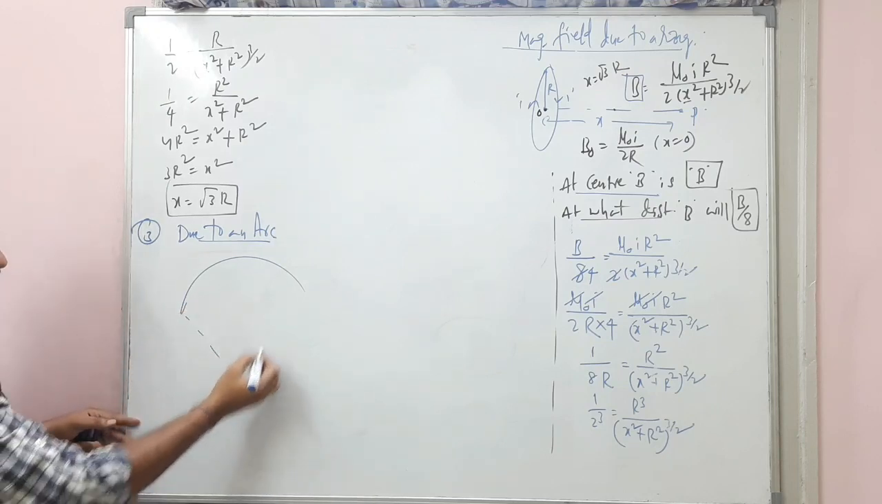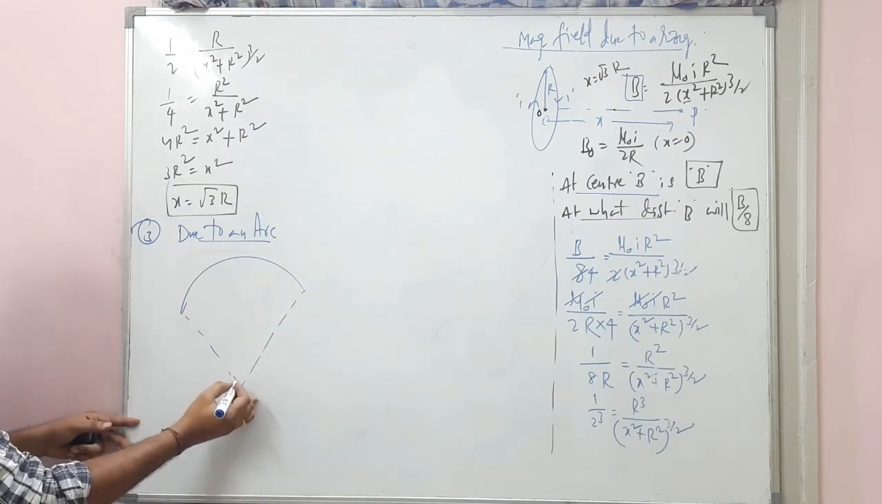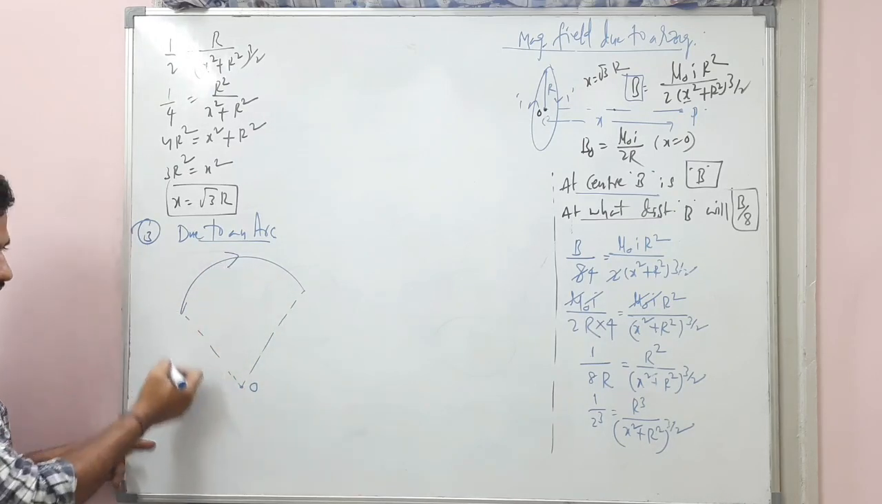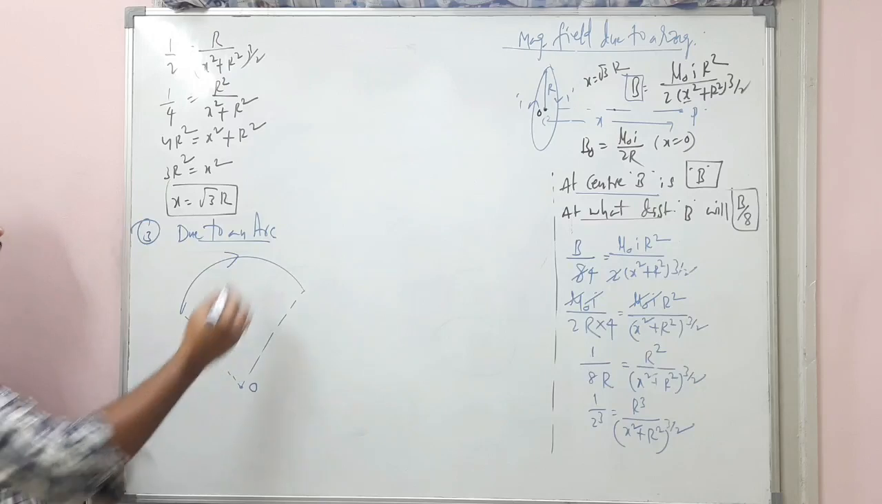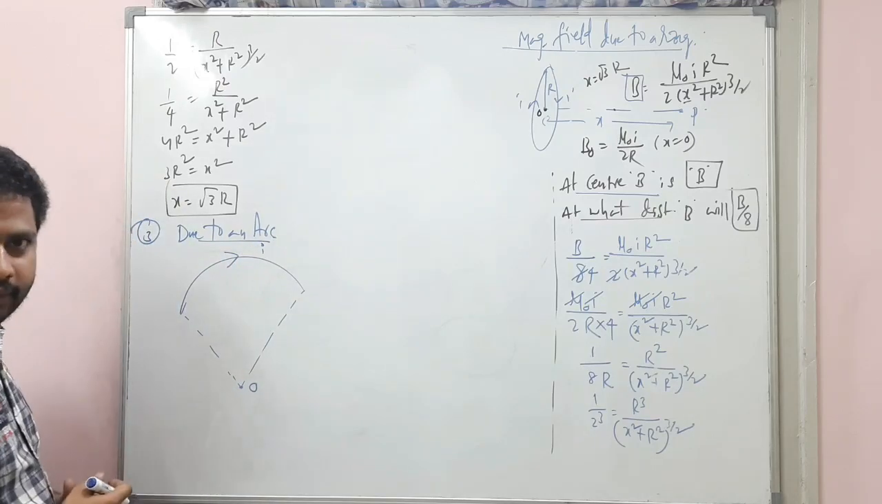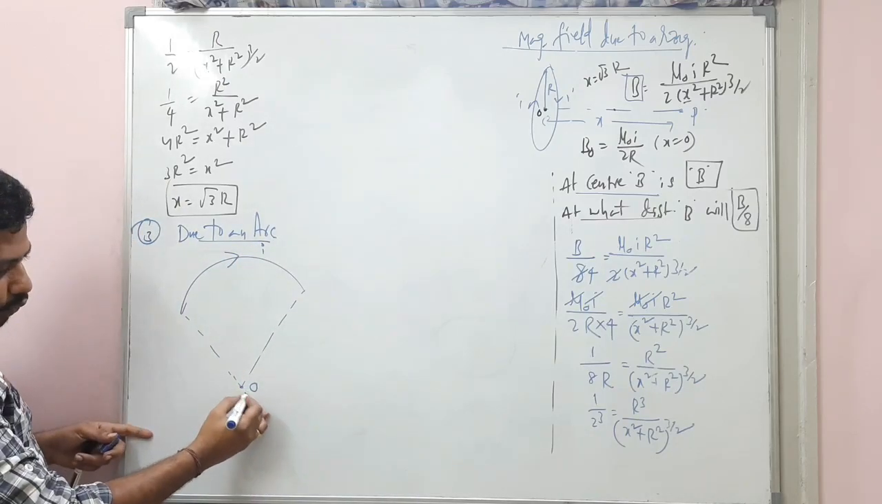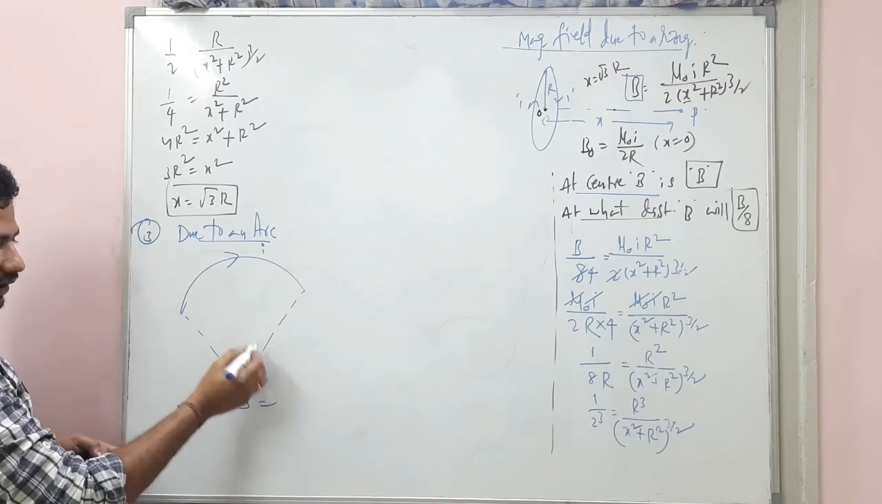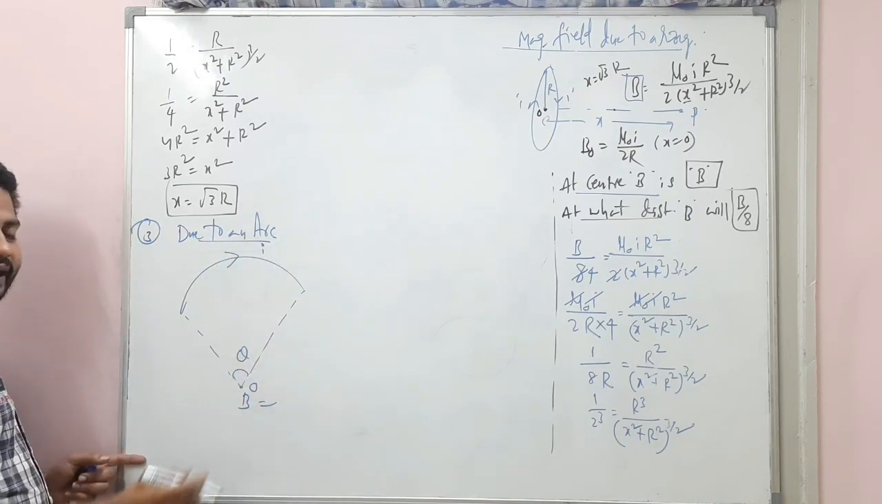So imagine this is the arc, and this is the center of the circle. If we imagine there is a circle, this is its center. Current I is flowing here. At this point O, how much is the magnetic field? That's the question. This length of the arc makes an angle theta here.